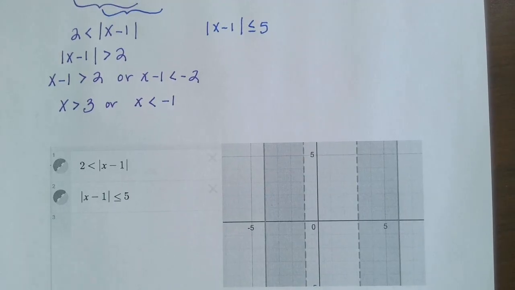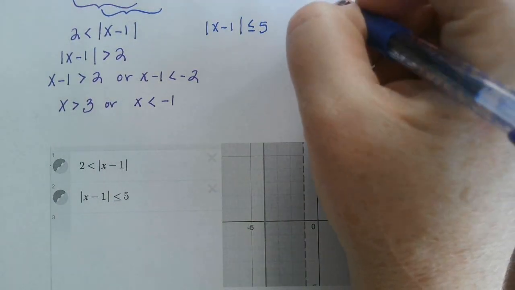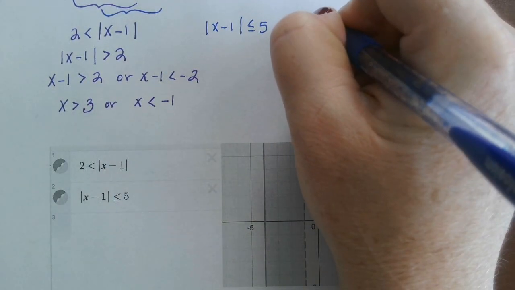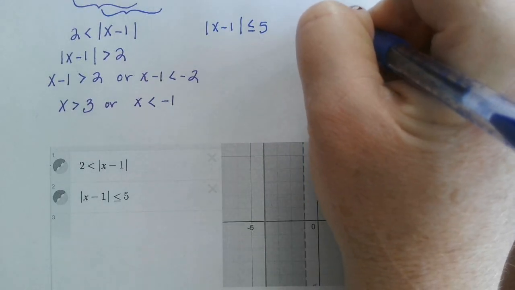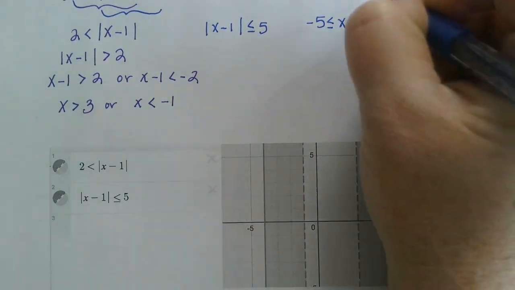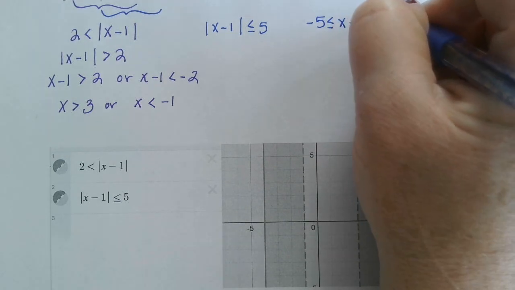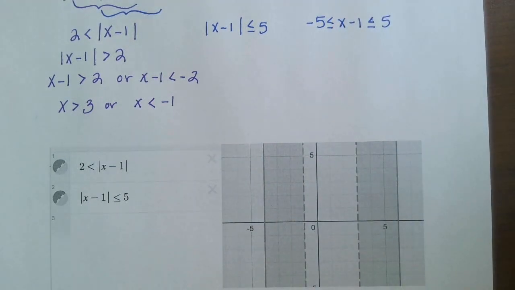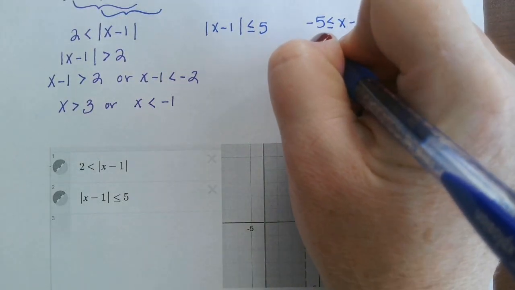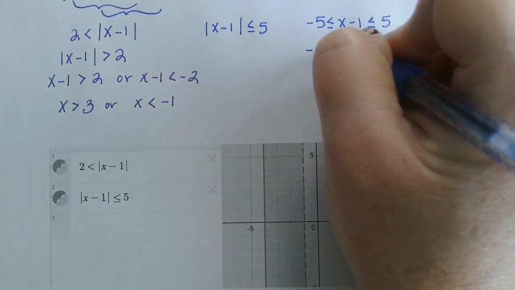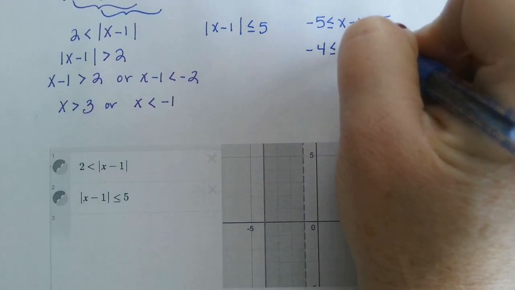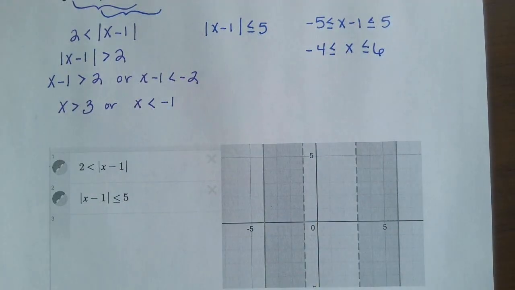But then I've got this absolute value of x minus 1 is less than or equal to 5. So I know I need to set this up with -5 less than or equal to my argument of x minus 1 less than or equal to +5. And then adding 1 to all pieces, I'll have -4 is less than or equal to x less than or equal to 6.